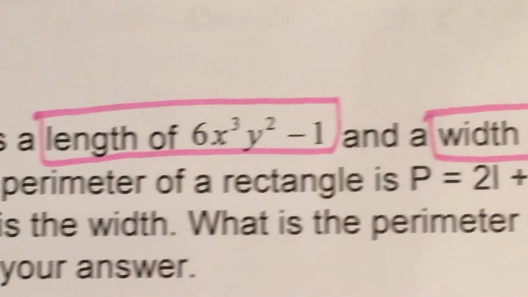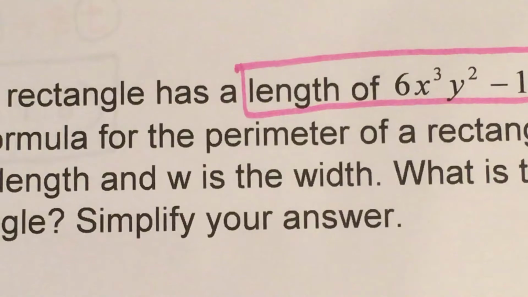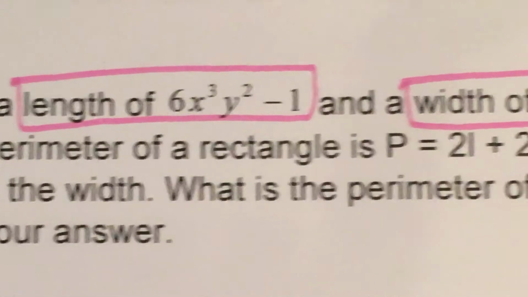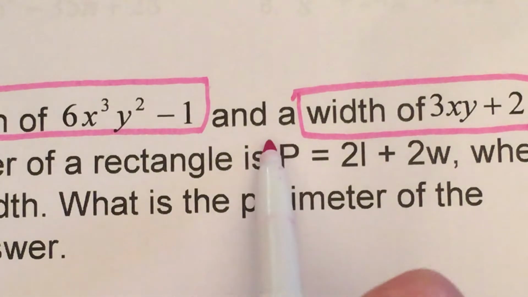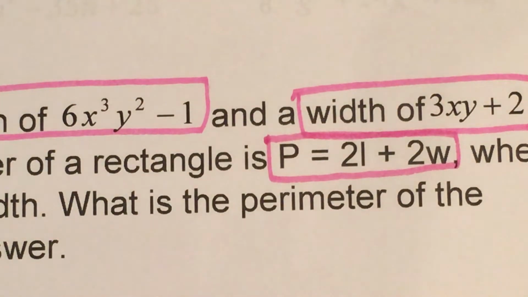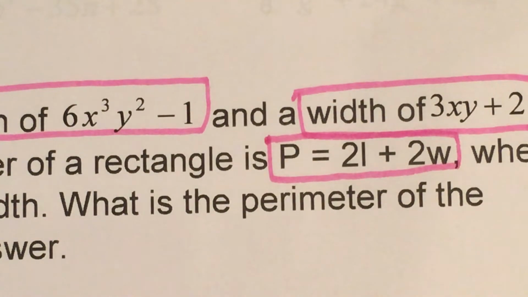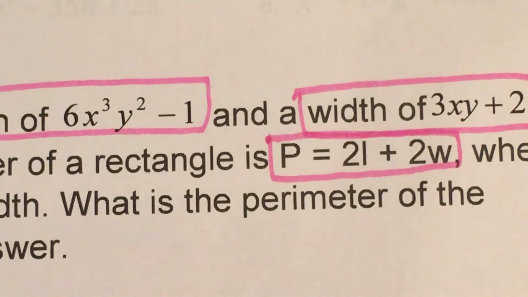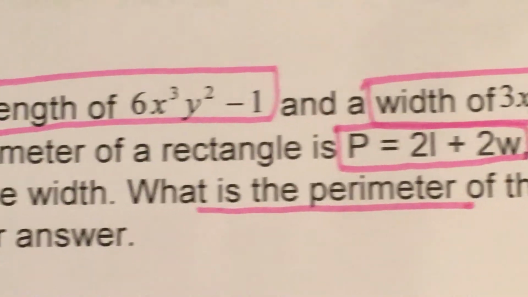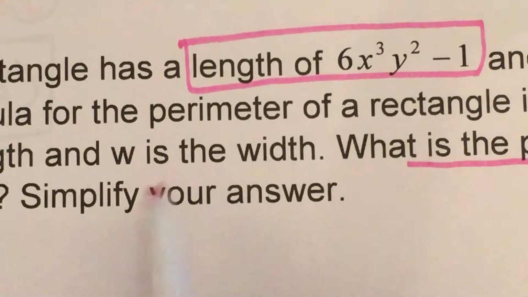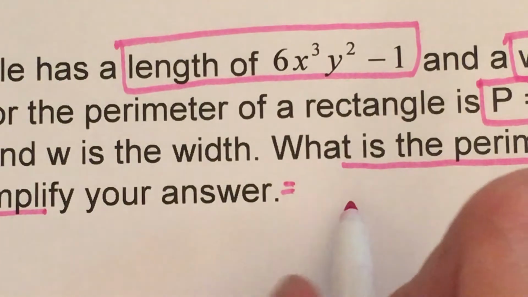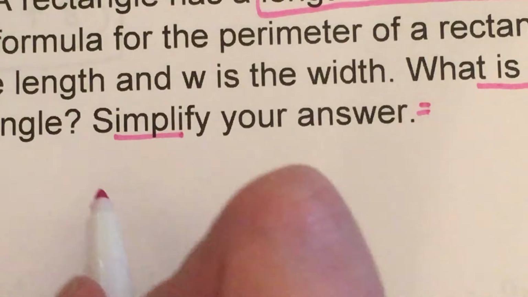So we are reminded that the perimeter for a rectangle has a formula of the perimeter is equal to 2 lengths plus 2 widths, where L is the length and W is the width. What is the perimeter of this rectangle? And then simplify your answer. This simplify your answer means combine like terms. I'll write that down.